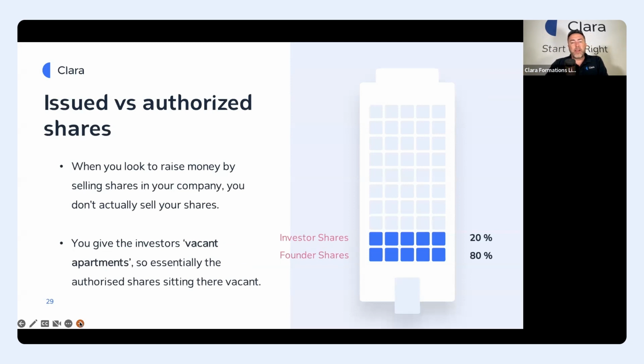Then you'll take on investors. As you take on investors, you don't, again, sell your shares. What you're doing is you're saying, that's great. Can you give me some money? Put the money into the company and you're going to get the keys to the upstairs apartment. So they're going to access the authorized shares that have yet to be issued. The empty apartments, per se.